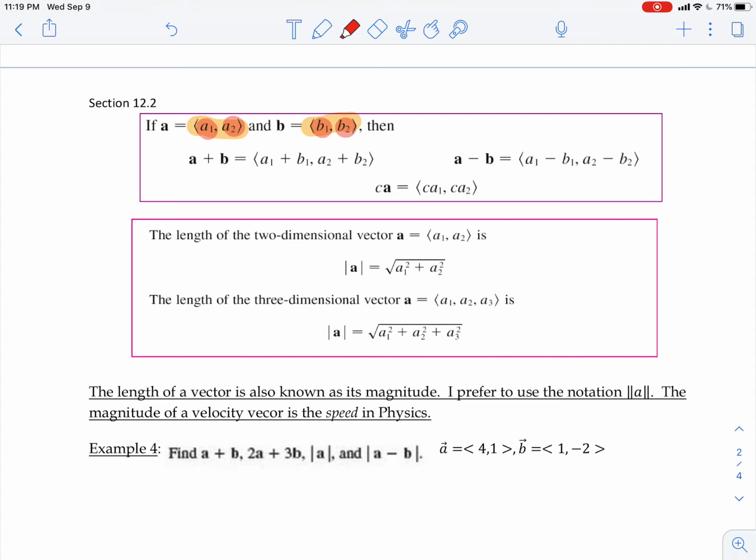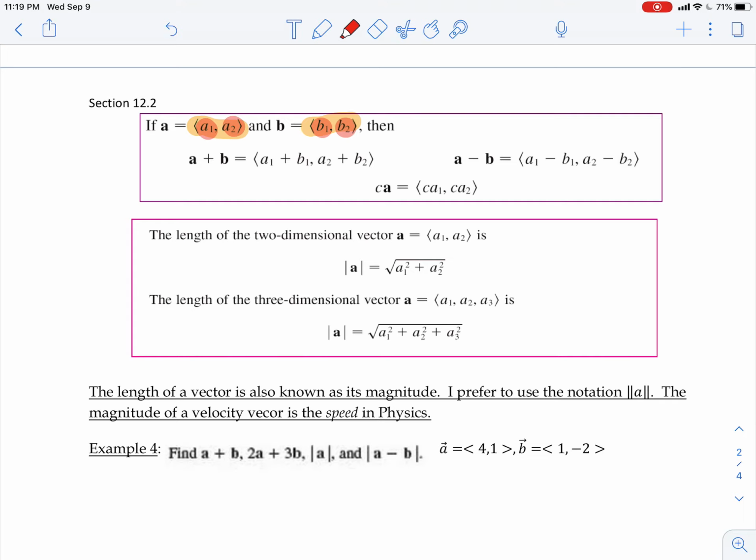We're going to subtract, matching the same coordinates: a sub 1 minus b sub 1, a sub 2 minus b sub 2. And with scalar multiplication, we're just going to multiply every value in that vector by whatever scalar we have, so c.